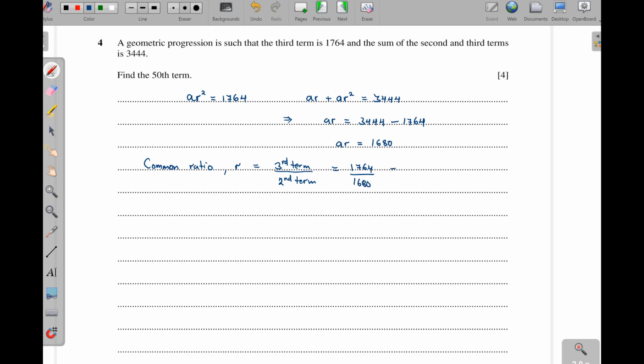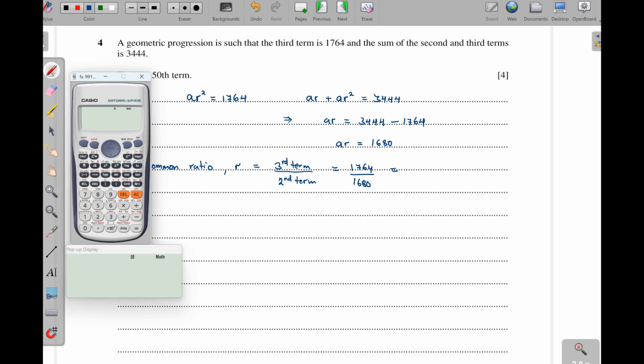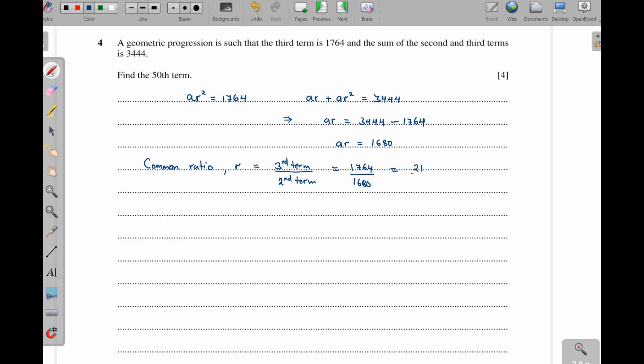1680. So this one simplified, what does it give us? 1764 we divide by 1680. That is 21 over 20. That is 21 out of 20. So what will be A?